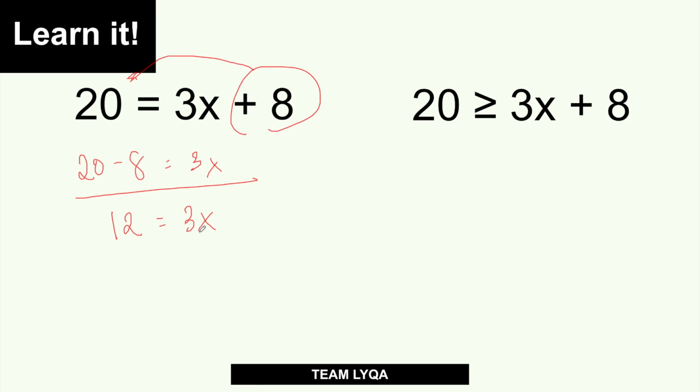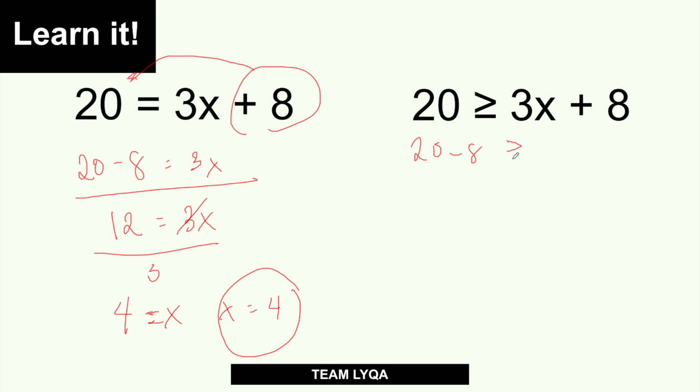Para maiwan yung x sa isang side, divide ko sila both sides by 3. Makakancel ito. 12 divided by 3 is 4. So, the answer is x is equal to 4. Bakit? Kasi ang 4 equals x at x equals 4, wala namang pinagkaiba. Pareho lang yan na sagot. Now, let's try the same method dito. So, 20, and then, minus 8. Okay? Ganyan siya. Is greater than or equal to 3x. So, this will be 12 pa rin.